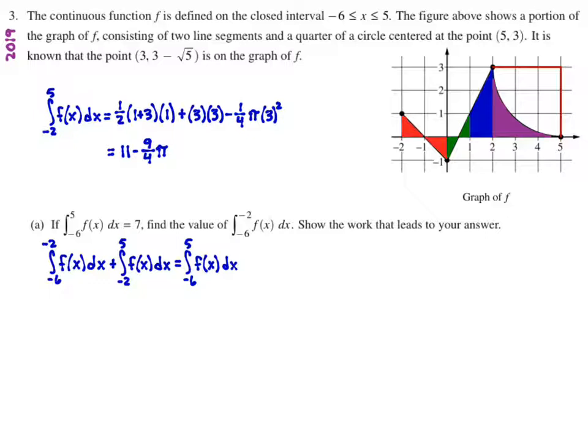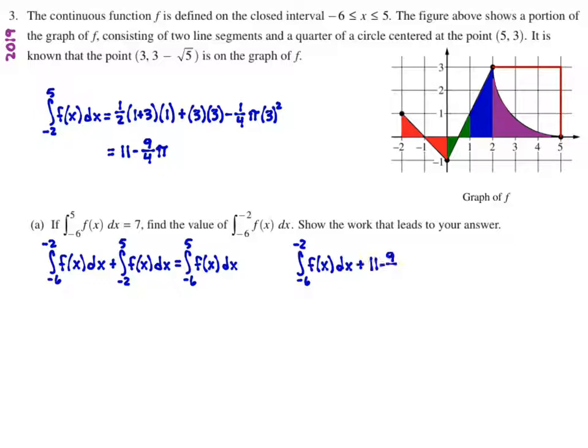Now you may have approached that a little bit differently. You may have found the area of this triangle, the area of this triangle, then the area of this triangle, and then the area of this purple piece, but you should have gotten the same answers there. So now that I know the integral from -2 to 5, I can plug in the values that I know. So we would get the integral from -6 to -2 plus 11 minus 9 over 4 pi equals 7.